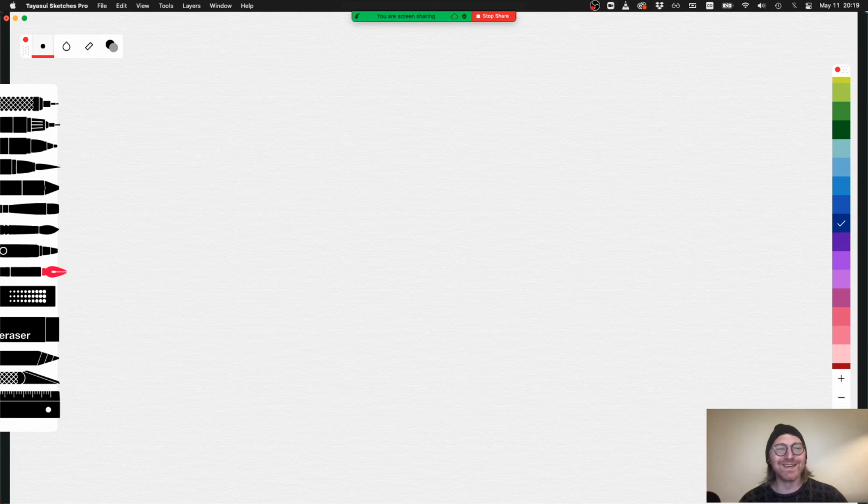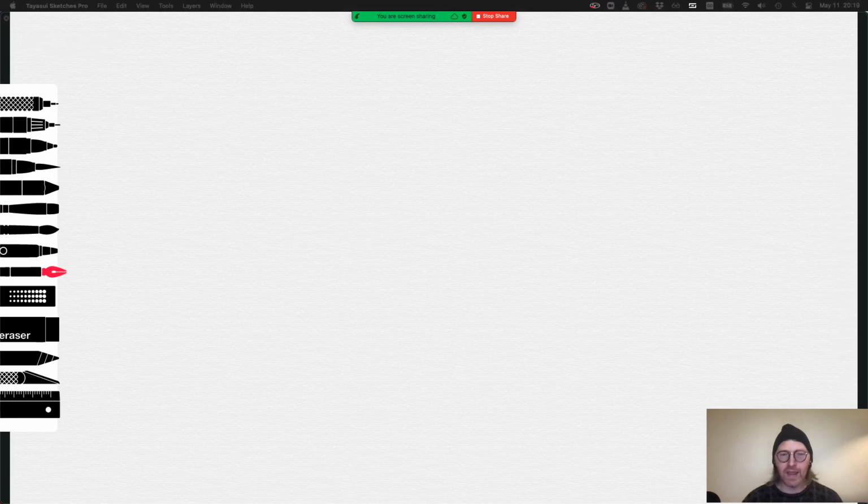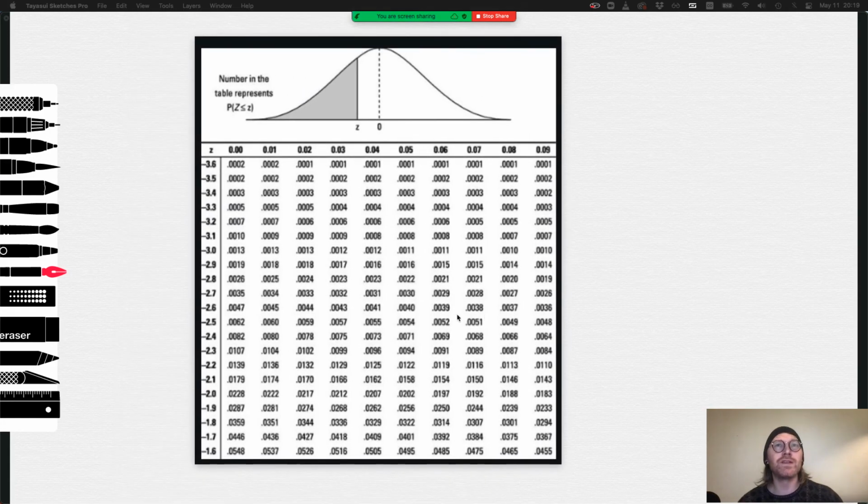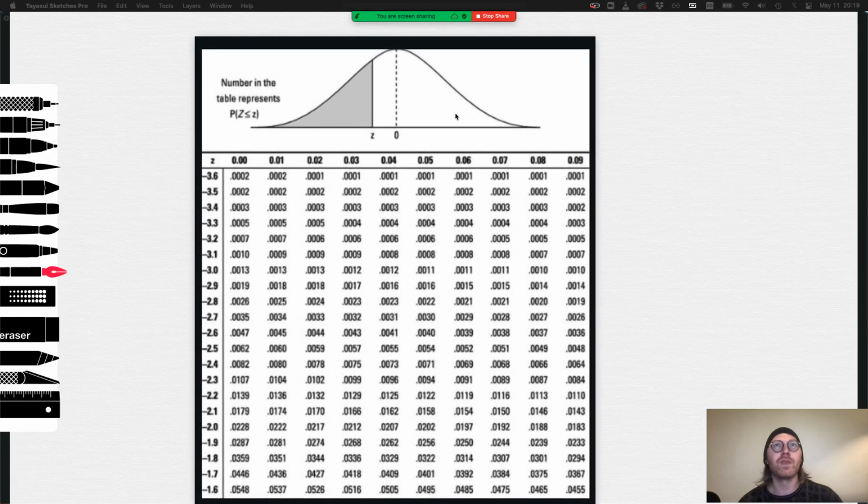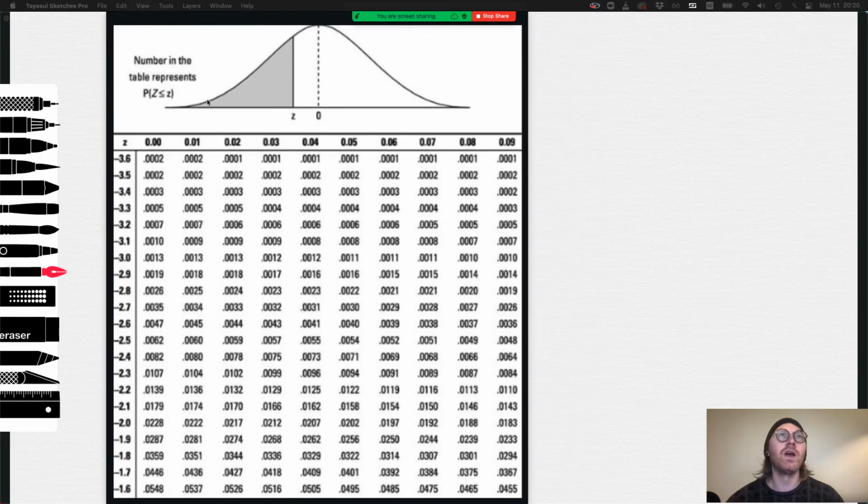Okay, so here's the thing. Classically, we might use a normal table. And I'm going to try to show you what this looks like. And I'm going to say offhand, I'm not a big advocate of this. So here is a normal table. And you might notice there are a couple things in here that, if you haven't done this before, you might not really be aware of what these things are. So we've got this probability that z is less than or equal to z, right? So here's our little z over here. We're trying to calculate this area, the area there.